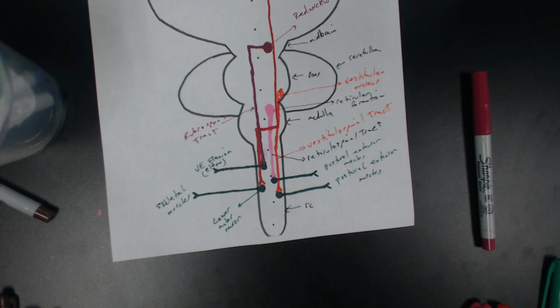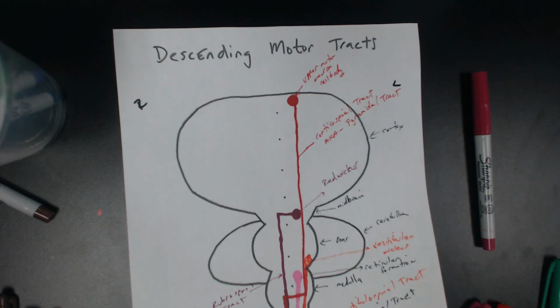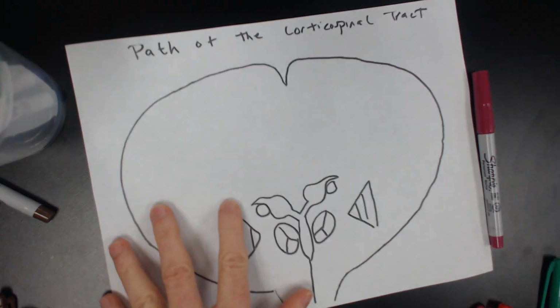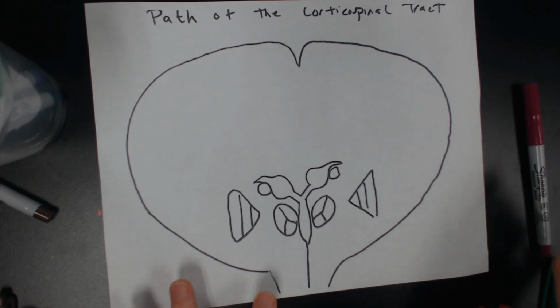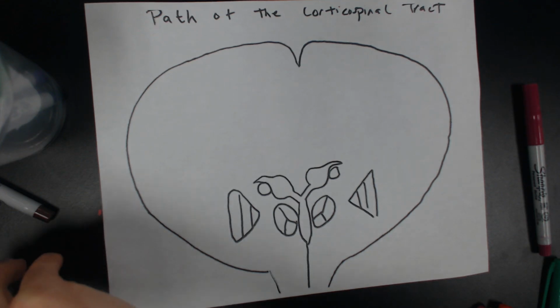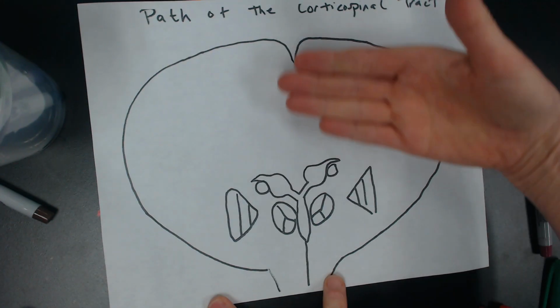Other questions? Okay, let's go through and look at the path of the corticospinal tract. Remember, that's going to be the big one. That's going to be here, starting with the cortical region. Looking at the corticospinal tract, again, this is something I had previously when we looked at the somatosensory tracts. I had something similar, and this is nothing more than a frontal section right through the cortex.